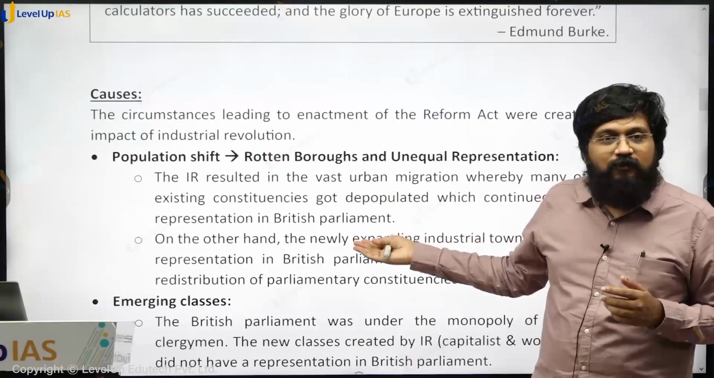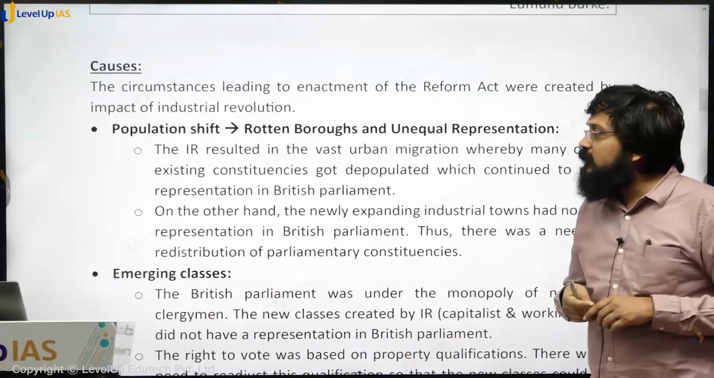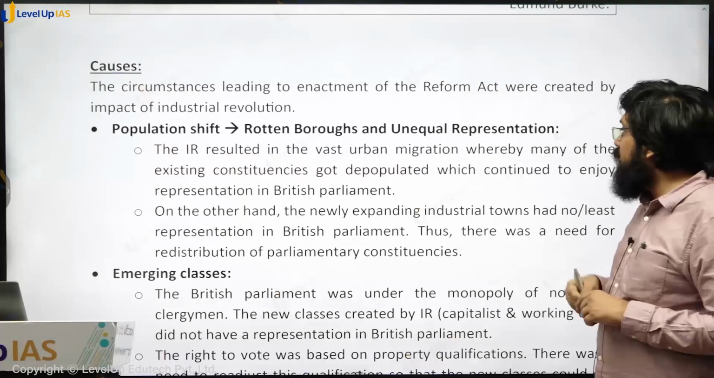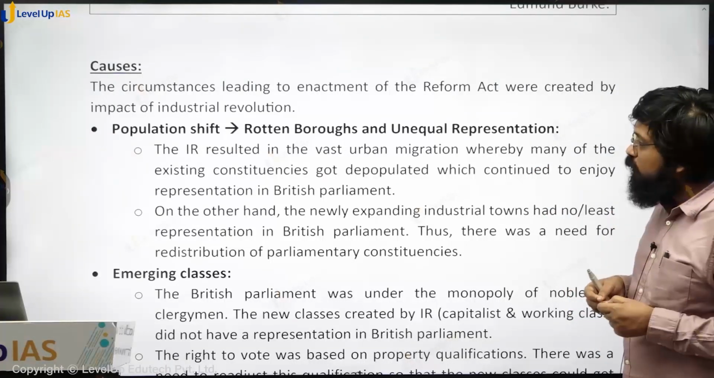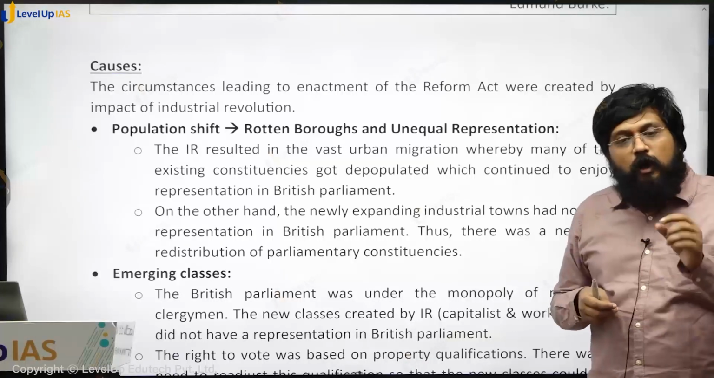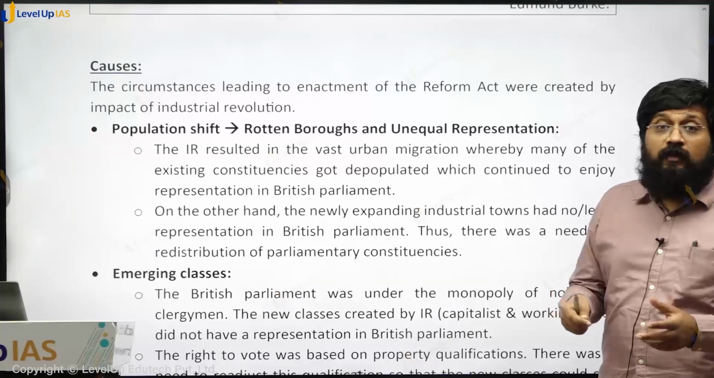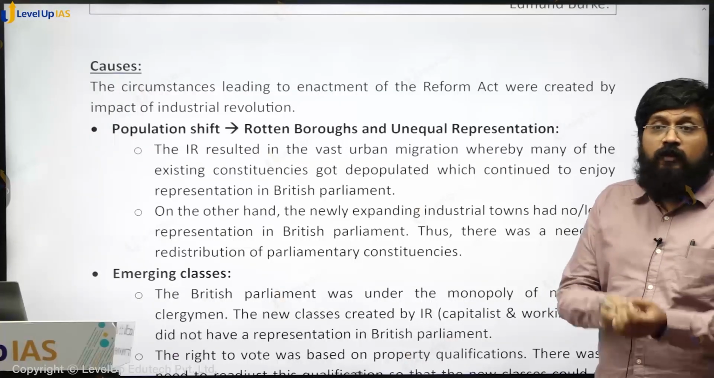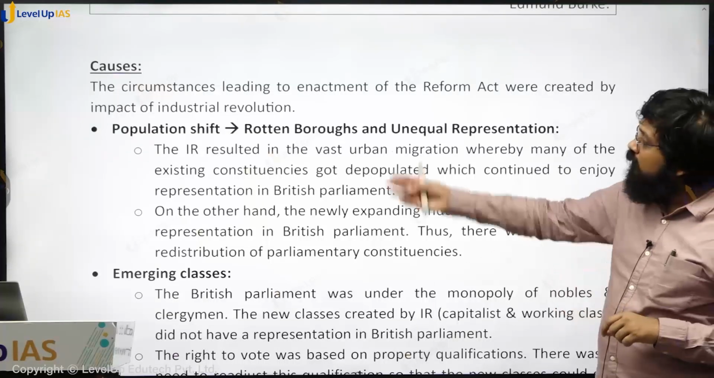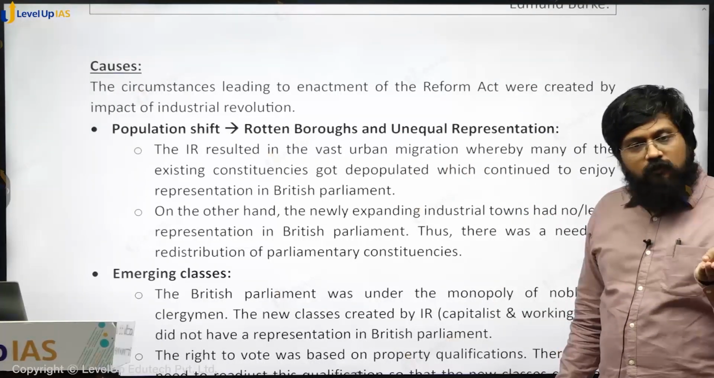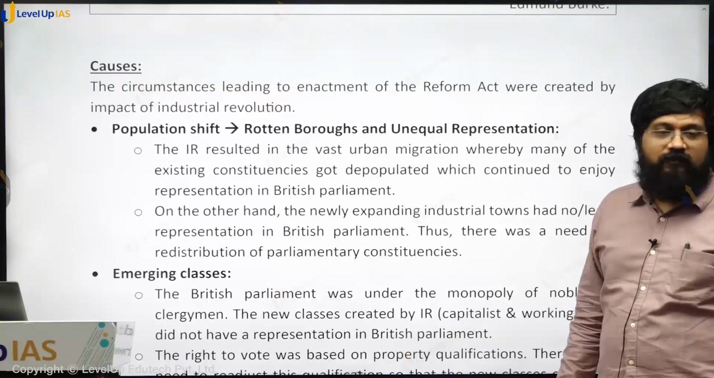That is the issue. For example, rotten boroughs and unequal representation. The Industrial Revolution resulted in the vast urban migration, whereby many of the existing constituencies got depopulated, which continued to enjoy representation in British Parliament. तो पुराने गांव में कोई लोग रहते ही नहीं है, but they have more MP seats. शहर में लोग रहते हैं, but शहर तो अभी भी बना है 20, 30, 40 साल में, they don't have a single MP. तो rotten borough मतलब वो गांव, वो शहर जहाँ पे कोई नहीं रहता, रॉटन, खत्म हो गया. वो लोग ही नहीं है, बट दे हैव मोर एमपीज.